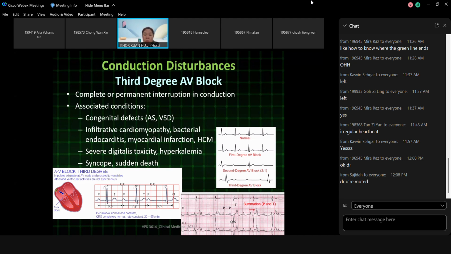Infiltrative cardiomyopathy, bacterial endocarditis, myocardial infarct or hypertrophic cardiomyopathy can also give you this. Rarely seen in HCM, but it's been reported. Severe digitalis toxicity again, hyperkalemia. And often if you have this third degree AV block, the animal will normally go into syncope, seizure, or even sudden death.